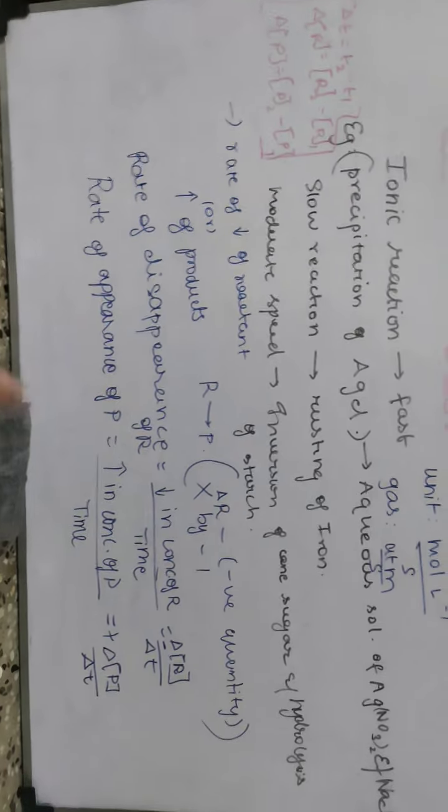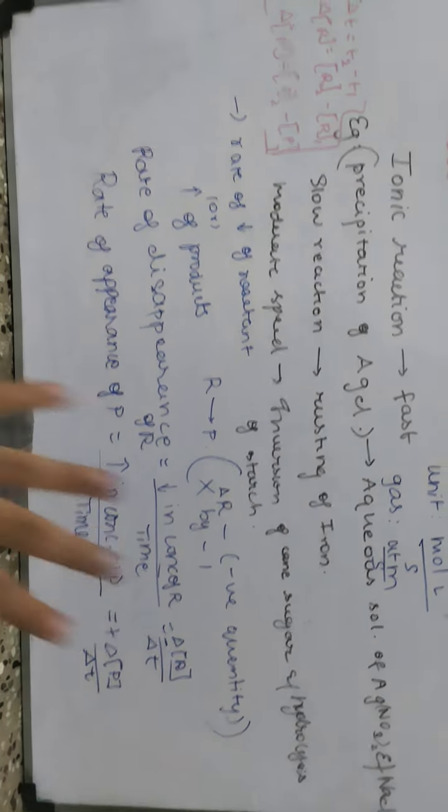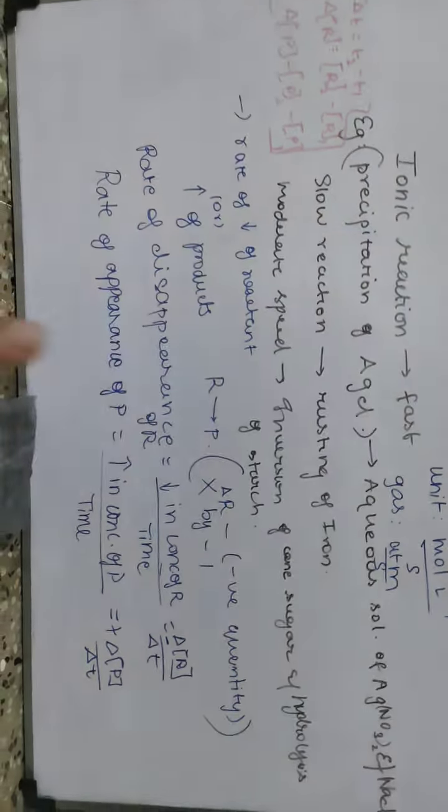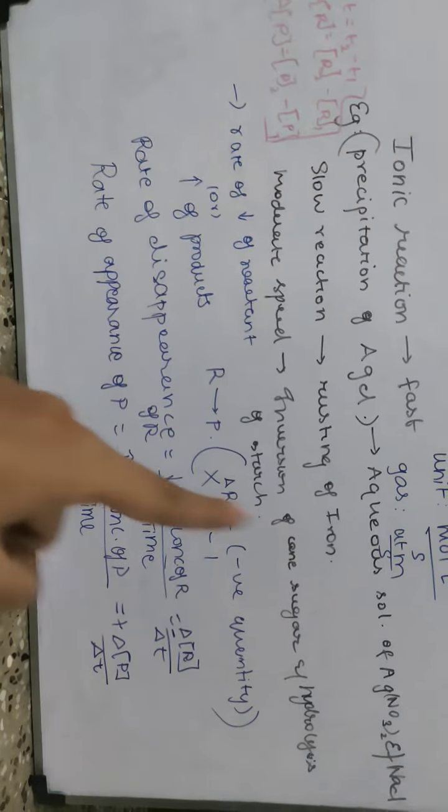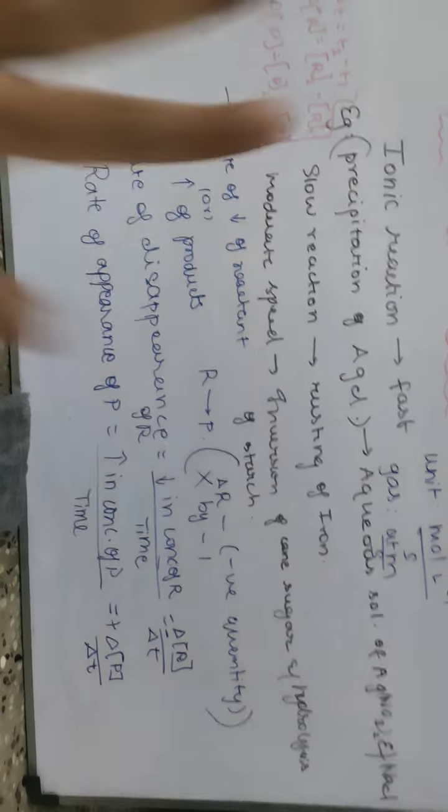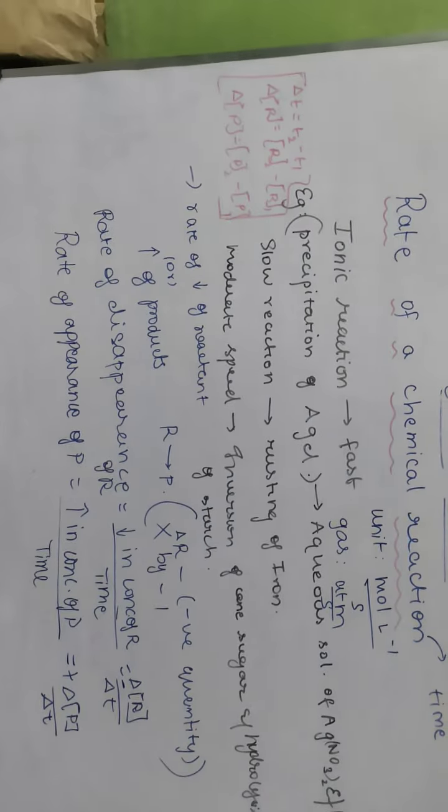There is one note point: delta R is actually a negative quantity because it is decreasing, right? Because of that it is a negative quantity, so you should multiply by minus 1 to make it a positive quantity. So that is all about today's class.